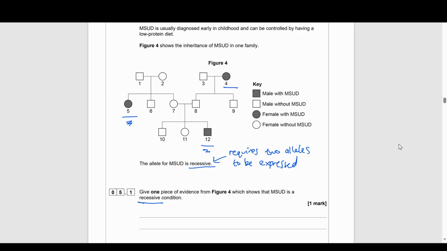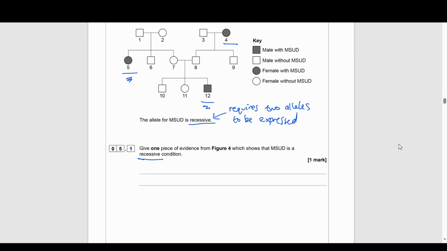If we look at 12, it's the same situation. 7 and 8, they both don't have the condition, but they give rise to 12, which does. So we can use this example then. Parents 1 and 2 give rise to 5. What we need to make sure that we say though is parents 1 and 2 don't have MSUD.